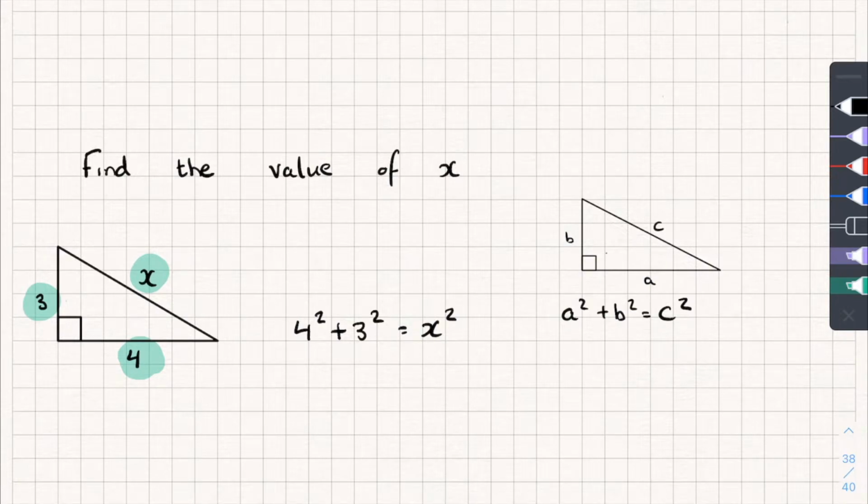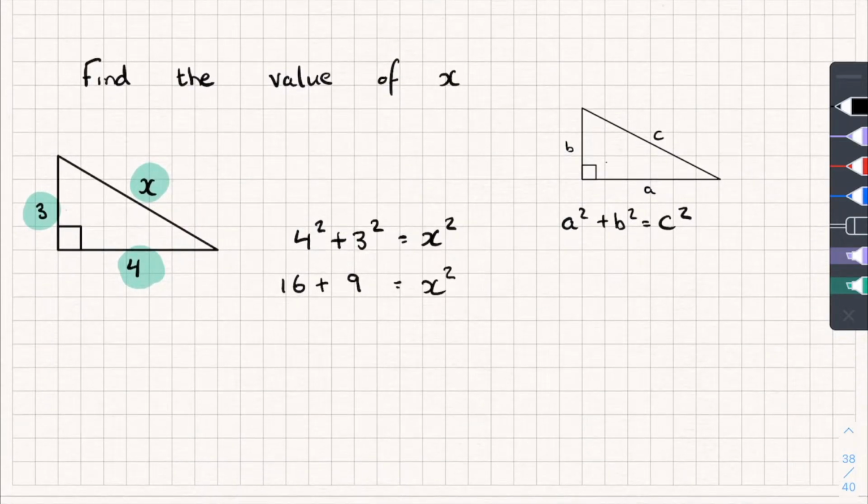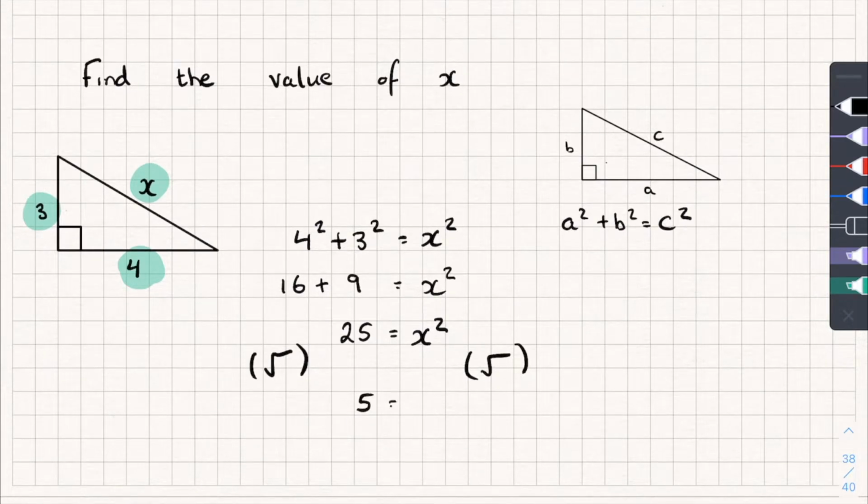Now let's simplify this. 4 squared is 16, and 3 squared is 9. So 16 plus 9 is equal to x squared. We can go even further: 16 plus 9 is 25, so 25 is equal to x squared. If I just want to know what x is, because at the minute I know what x squared is, I can find that by taking the square root of both sides, and I'll get 5 is equal to x.